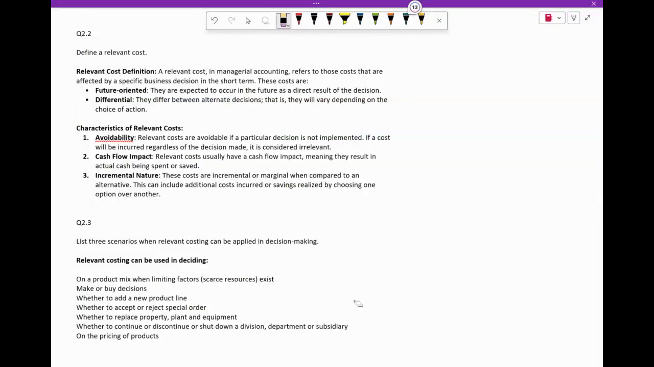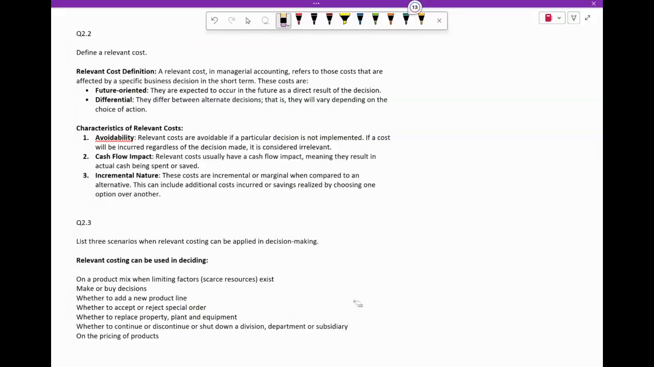These costs are future orientated, okay? For us to be discussing relevant costs, we're looking at all our alternative costs, right? We cannot be discussing alternative costs of things that have already happened. Those are sunk costs, okay? So it's obviously future orientated. They are expected to occur in the future as a direct result of the decision. And then differential: they differ between alternative decisions. That is, they will vary depending on the choice of action, okay?